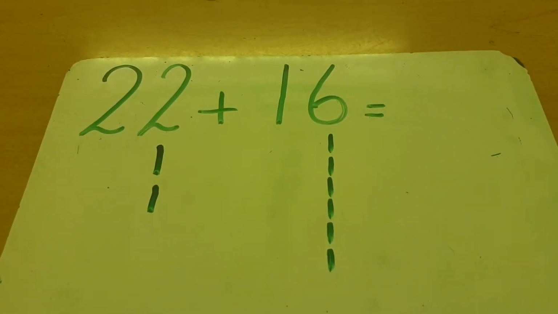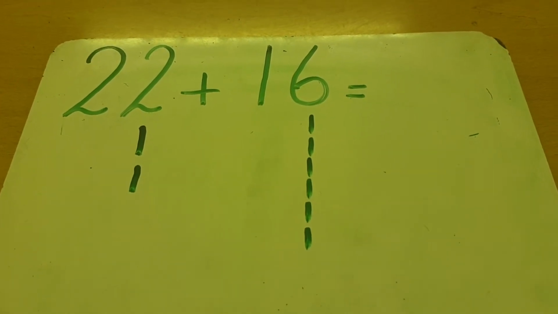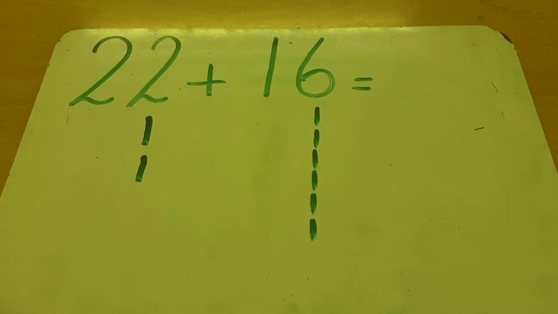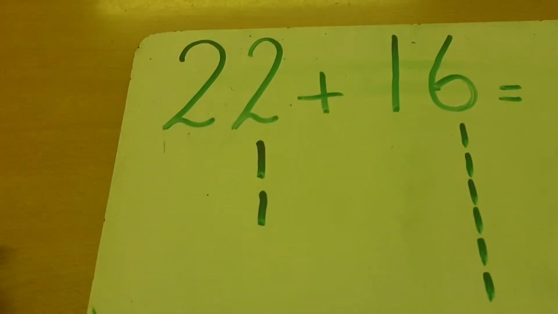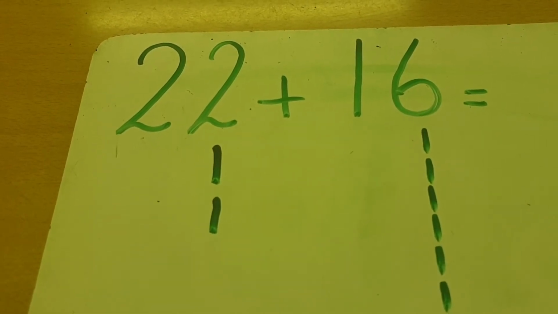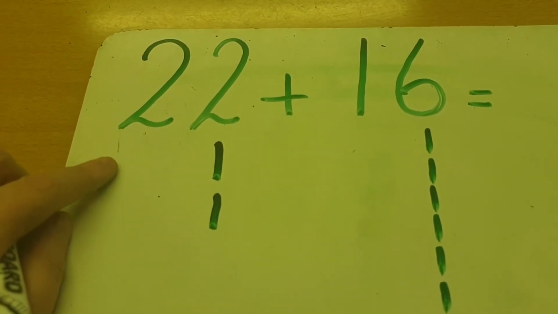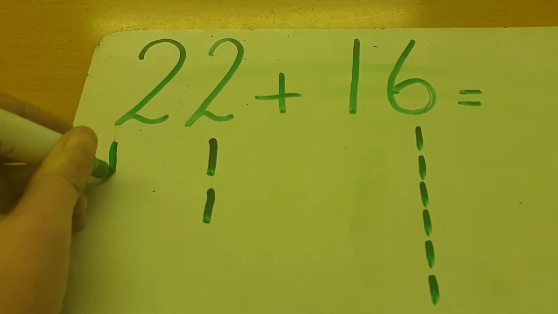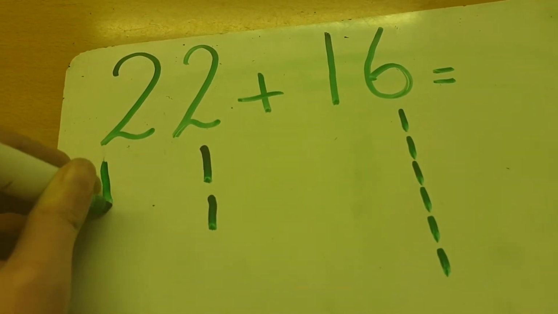So now I've done all my ones, what do I need to draw now? Fantastic. I need to draw my tens. So let's have a look at 22. How many tens are there in 22? Excellent. There are 2 tens. So I'm going to draw 2 nice long lines, longer than my ones.